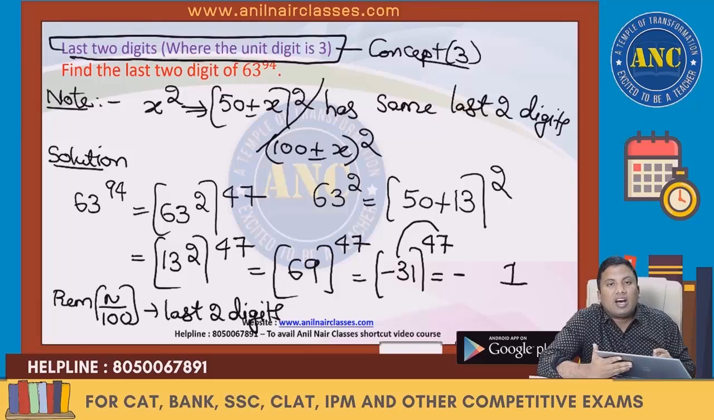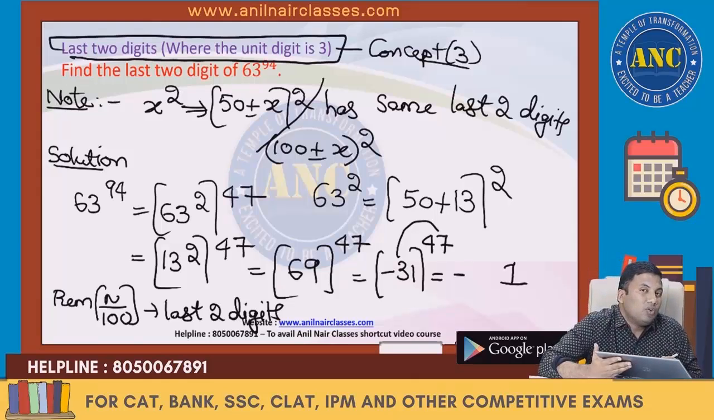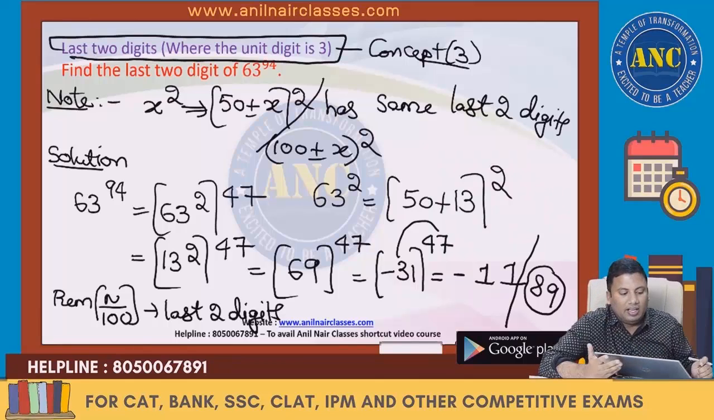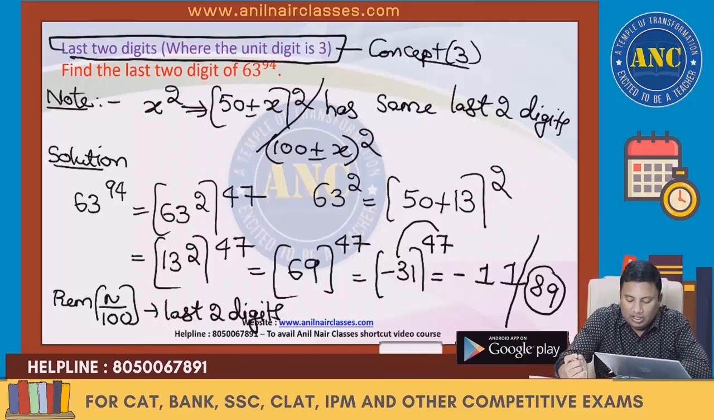3 sevens are 21. What is the unit digit in 21? 1. Minus 11. Whenever you get a negative remainder, add it to the denominator. 100 minus 11 is 89. Answer for this question is 89.